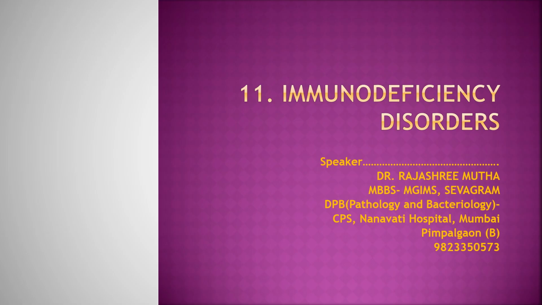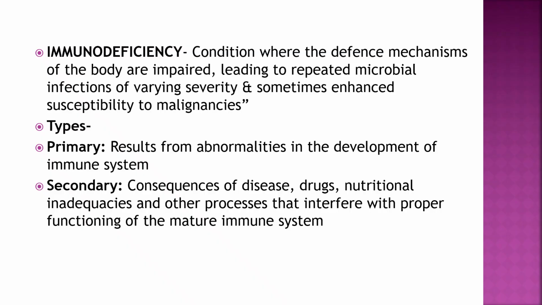Let's study immunodeficiency disorders. Immunodeficiency is a condition where the defense mechanisms of the body are impaired, leading to repeated microbial infections of varying severity and sometimes enhanced susceptibility to malignancies. There are two types, primary and secondary. Primary results from abnormalities in the development of the immune system. Secondary is a consequence of disease, drugs, nutritional inadequacies, and other processes that interfere with proper functioning of the mature immune system.